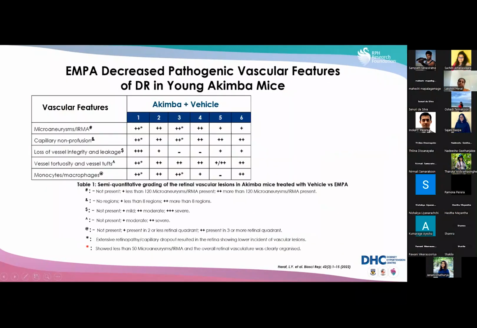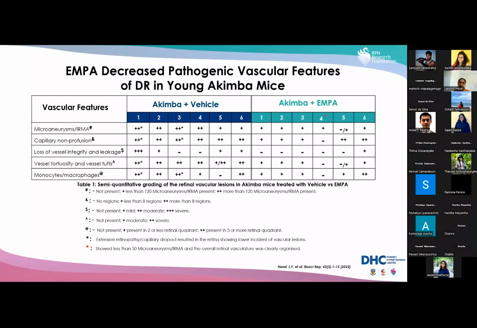We then performed a semi-quantitative grading of these retinal vascular features. The plus mark in this table here indicates the presence of lesions, and the negative mark indicates the absence of lesions. The higher number of plus marks basically shows the increased severity of the vascular feature. And as you can see here, in the vehicle-treated diabetic retinopathy Epstein-Barr mice, there are many plus marks in all the retinal vascular features that we were looking at.